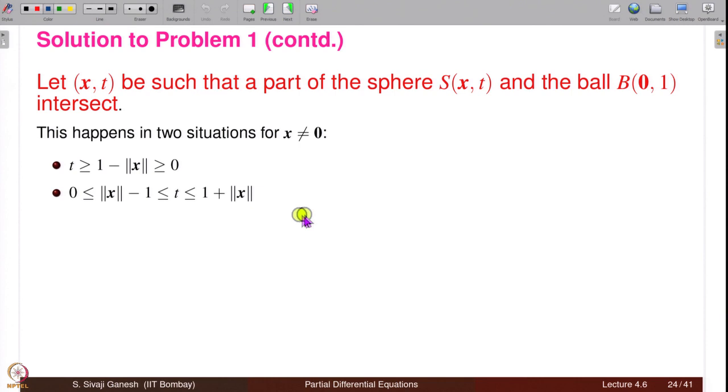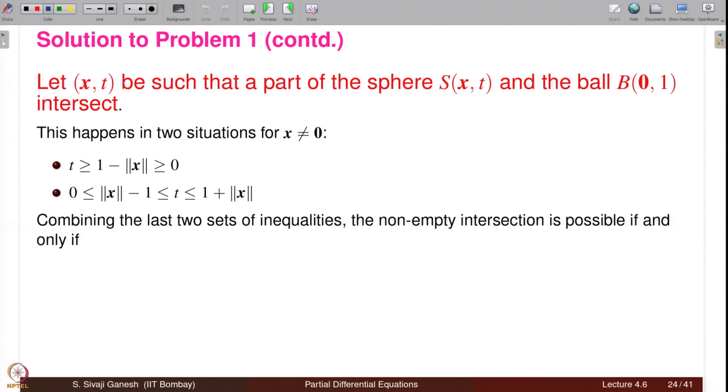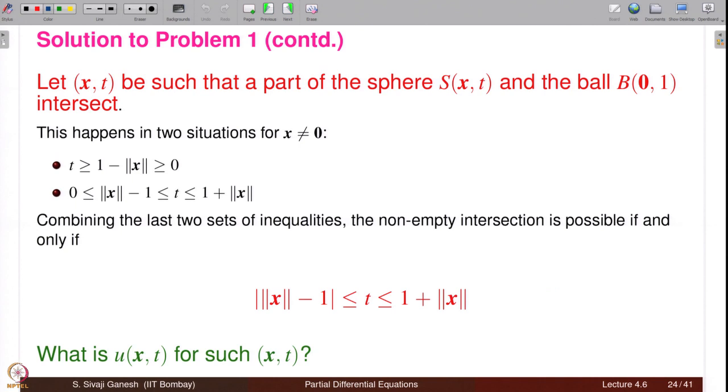Now, combining the last two sets of inequalities, the non-empty intersection is possible if and only if this happens. Modulus of norm x minus 1 should be less than or equal to t, t less than or equal to 1 plus norm x. This is the situation. So, what about u(x,t) for such (x,t)? There are two things every time. We have to find out what is u(x,t) and what is the range of (x,t) for which that u(x,t) is valid.